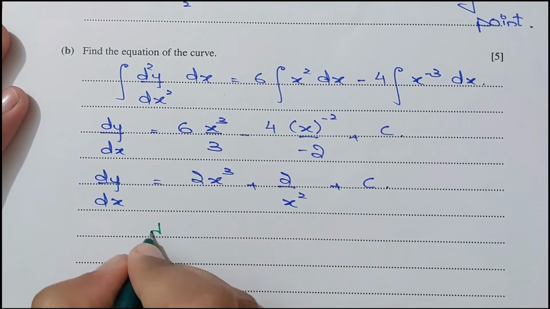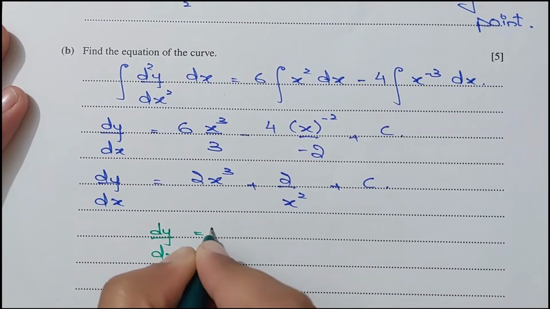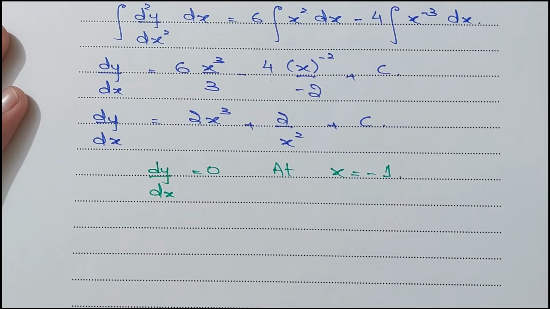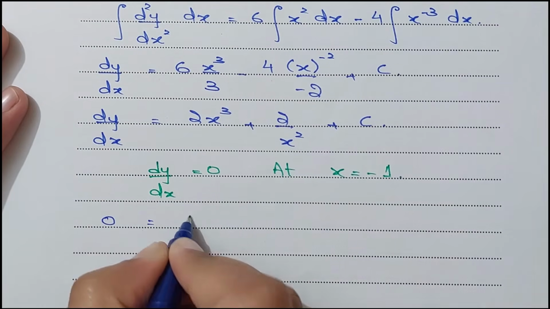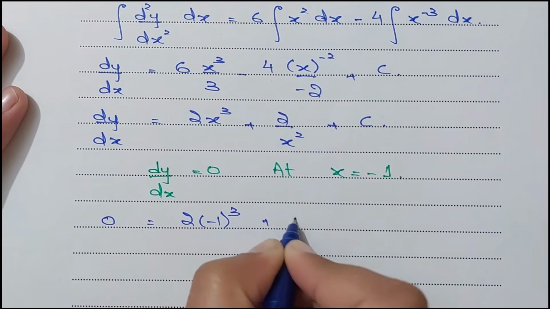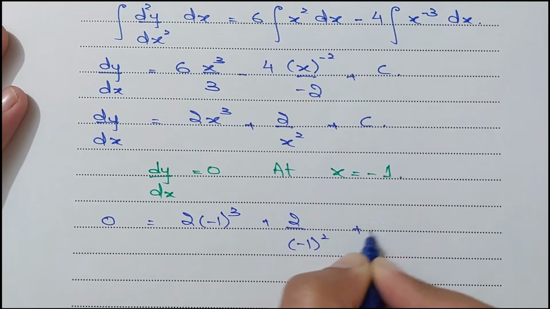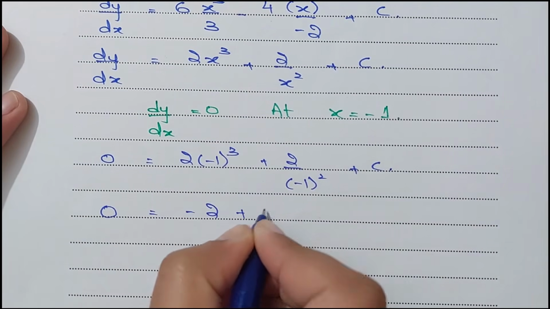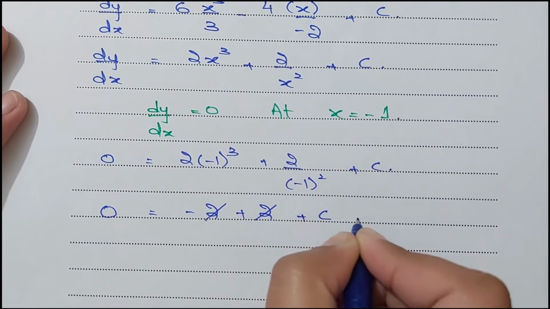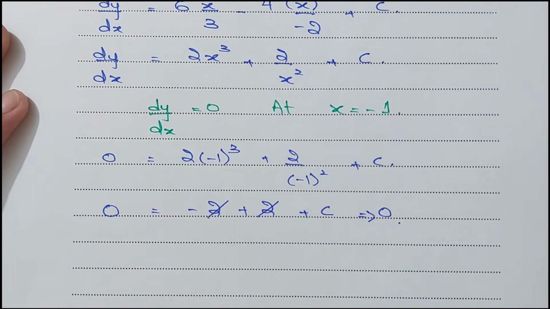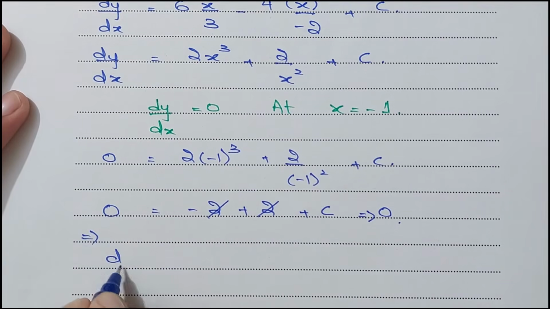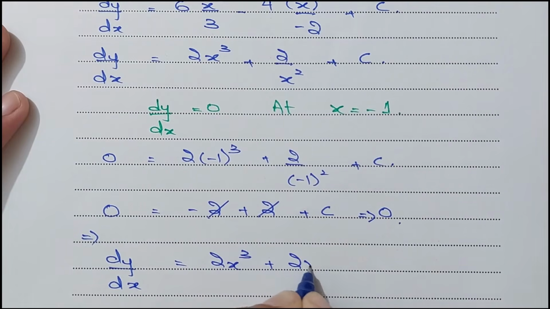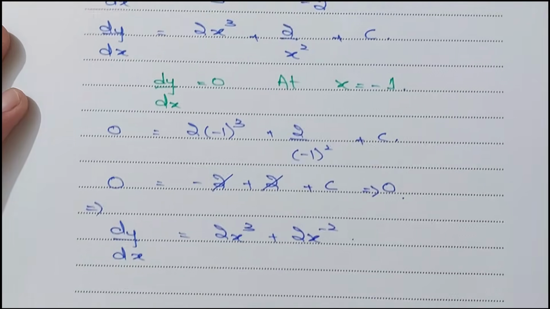We can say that dy over dx is equal to 0 at x equals -1. Let me substitute this condition to get the value of c. We have 0 equals 2 times -1 cube plus 2 over -1 square plus c. So 0 equals -2 plus 2 plus c, so the c value is just 0. So the first derivative dy over dx is equal to 2x cube plus 2x power -2, and the constant of integration is 0.